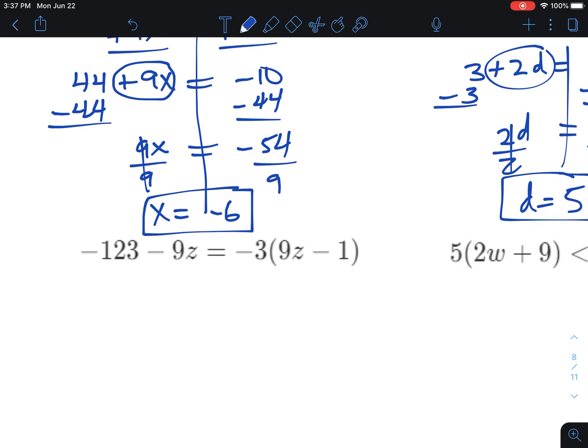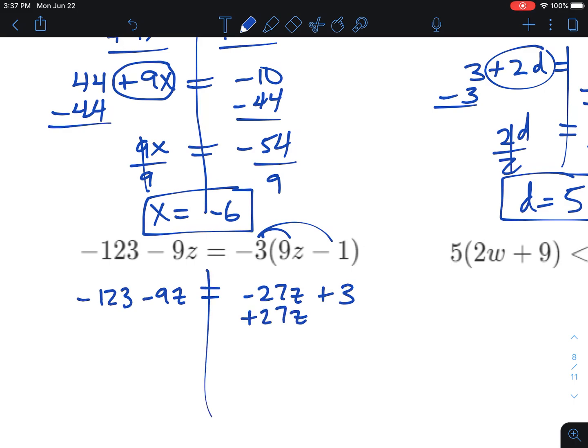Next one, very similar. Let's just distribute in. This would be -27z. This would be plus 3. Bring down the left side. Move the smaller variable. -27z is smaller, so I'm going to move that one. That gives us 18z. Bring down the 3. Bring down the -123.